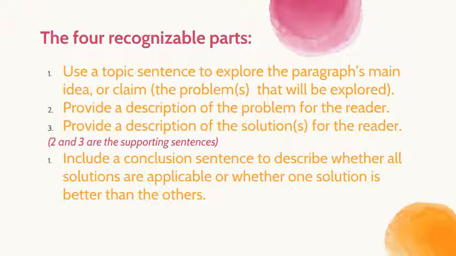First of all, we have to use a topic sentence to explore the paragraph's main idea or claim, the problem or problems that will be explored. So, the first part of the paragraph will be the topic sentence, which should introduce the main idea, or we can say the main problem sometimes. Two, we have to provide a description of the problem for the reader. We have to describe the problem. We have to tell what the problem is. Then we have to provide a description of the solution or solutions for the reader. So number 2 and 3 are the supporting sentences.